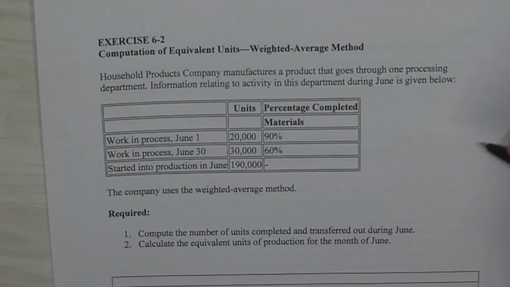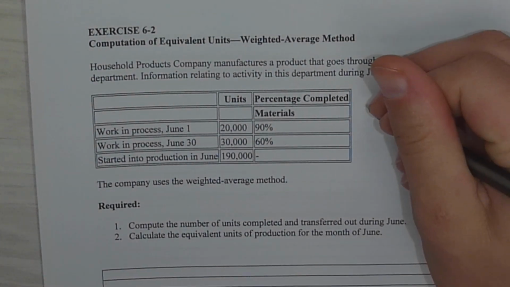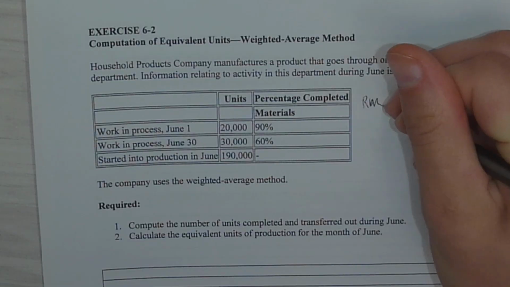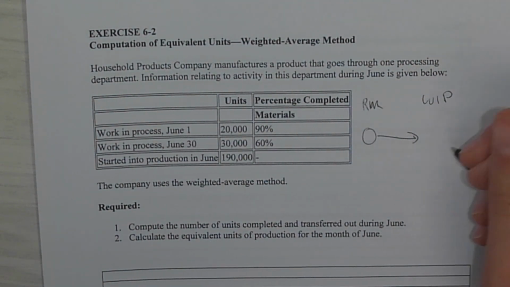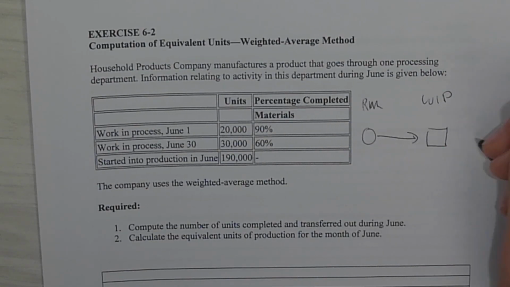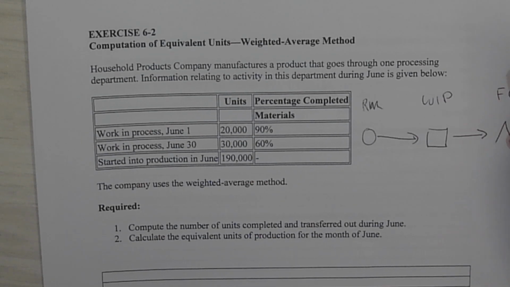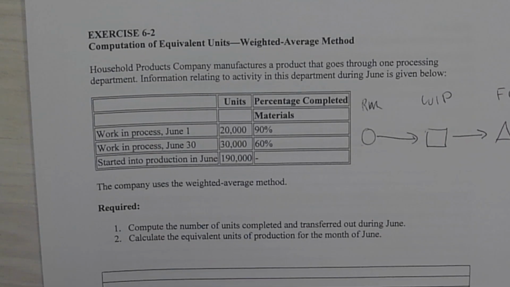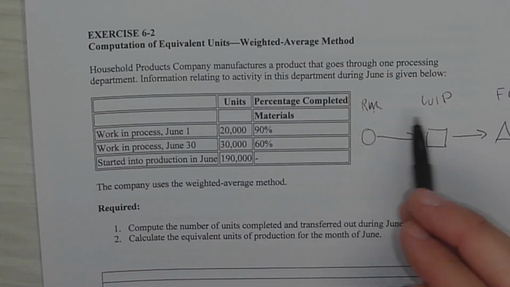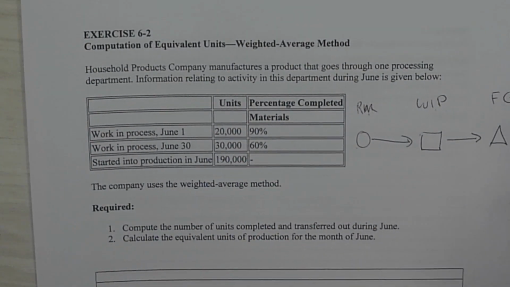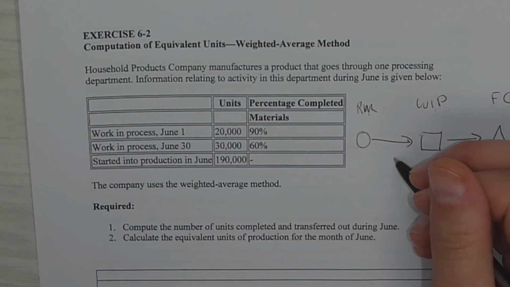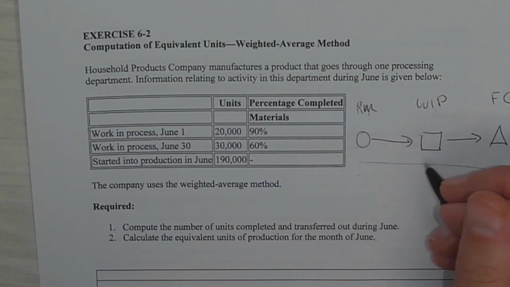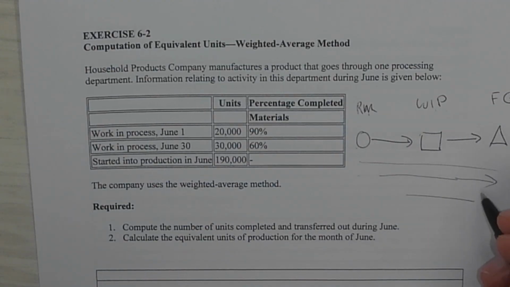So remember, we have our raw materials balance. That goes into our work in process. And when it's done, it gets transferred to our finished goods. So it goes through that process. And these are all balances on our balance sheet. They're all current assets. So, like I just explained, we have units going through here all the time at various stages.